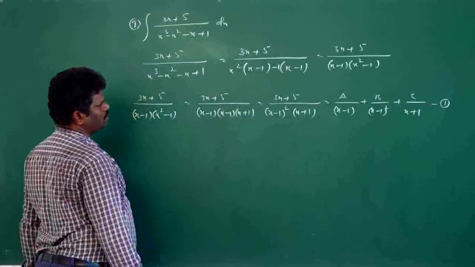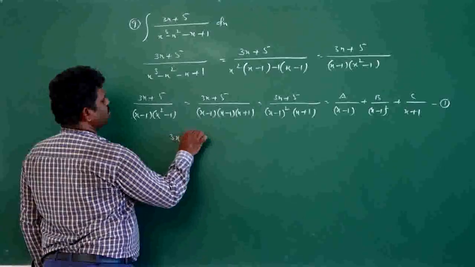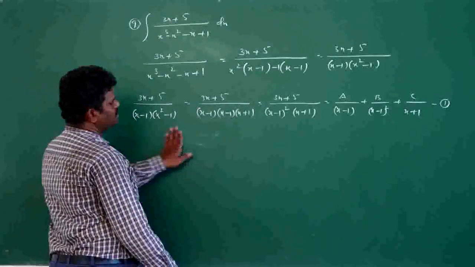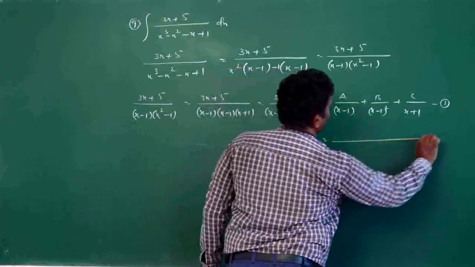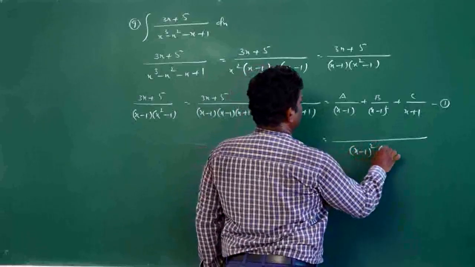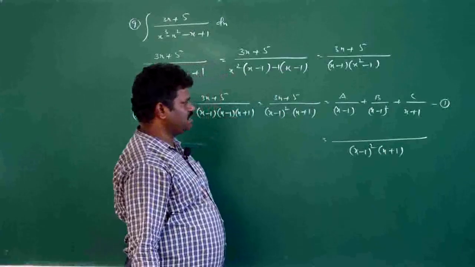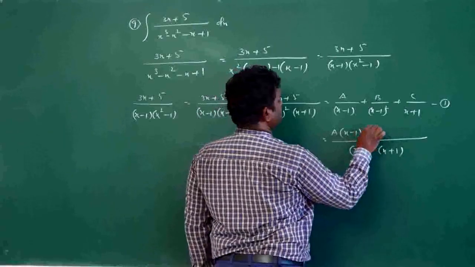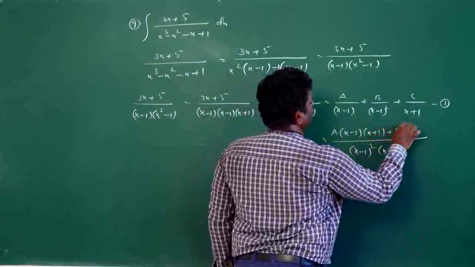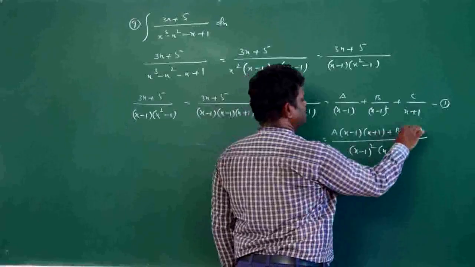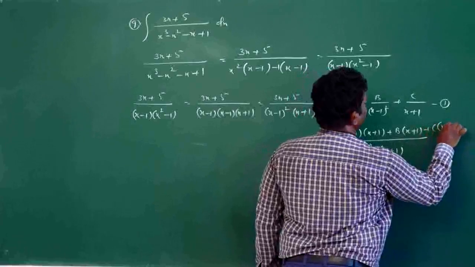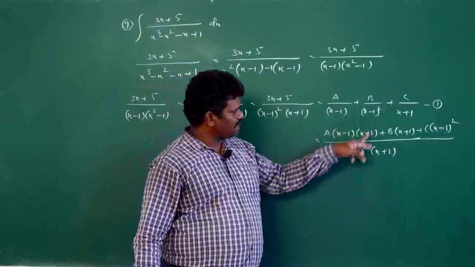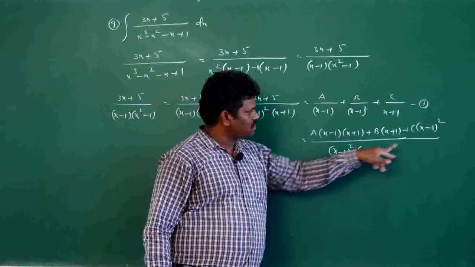Now applying the equating, 3x plus 5 is equal to the LCM. Here you find the LCM value, that is (x minus 1) whole square into (x plus 1). So A into (x minus 1) into (x plus 1), plus B into (x plus 1), plus C into (x minus 1) whole square, correct? First x minus 1 cancels, leaving x minus 1 into x plus 1; next x plus 1 cancels, leaving (x minus 1) whole square.